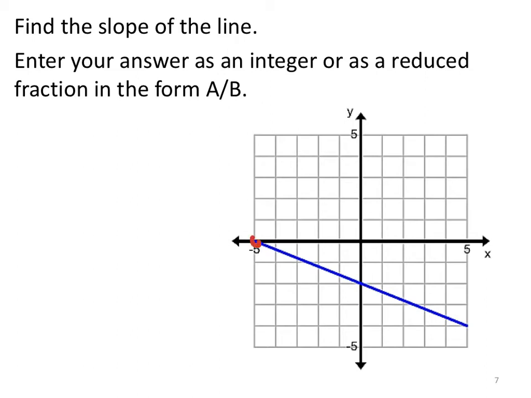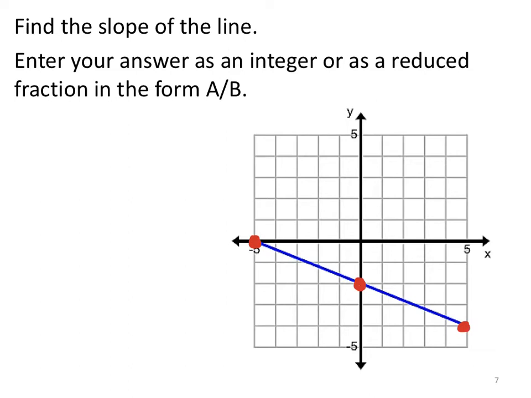All right, so I can see it goes through this point. That would be negative 5, 0. It goes through this point. That'd be 0, negative 2. And then this point as well, which is at 5, negative 4. Now again, you don't have to use all 3, definitely. You only need to use 2. It just doesn't matter which 2 you choose, okay?